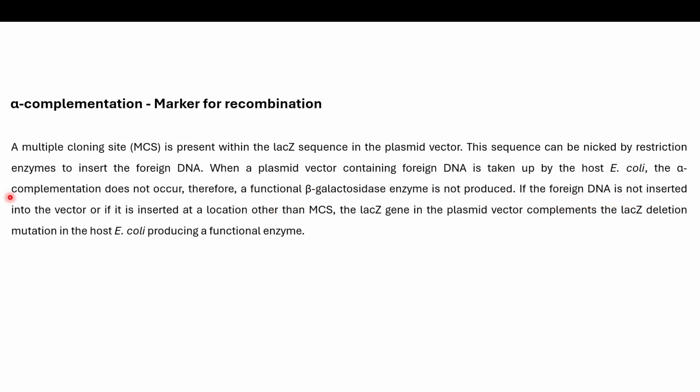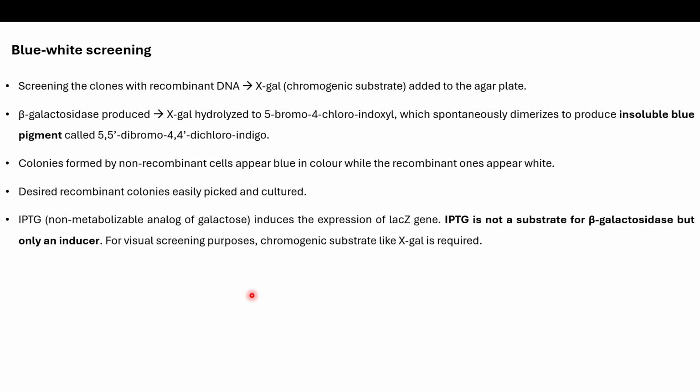If the foreign DNA is not inserted, or if it is inserted at some other location other than the site where we actually wanted it to be inserted, the lacZ gene in the plasmid vector complements the lacZ deletion mutation in the host E. coli, where both alpha peptide and omega peptide are formed, thereby producing a functional beta galactosidase enzyme.